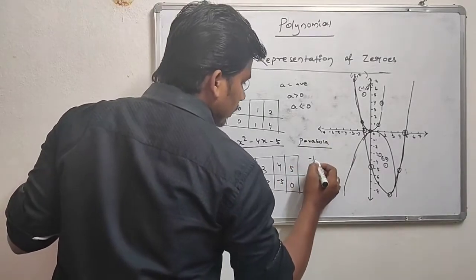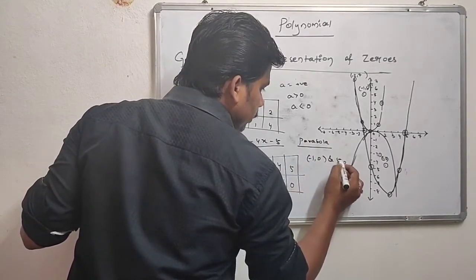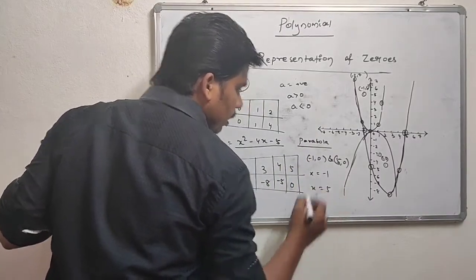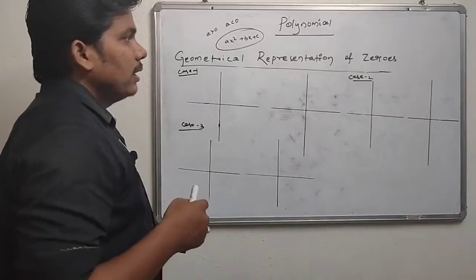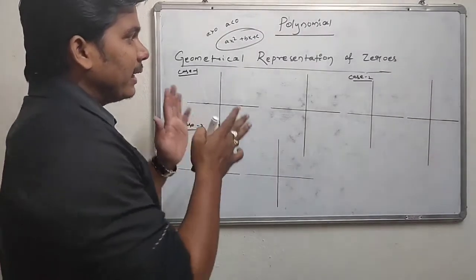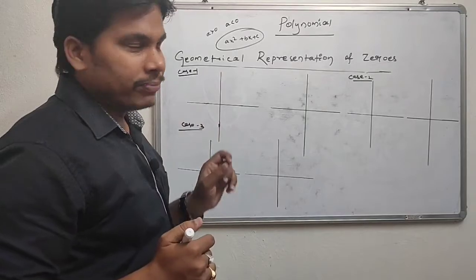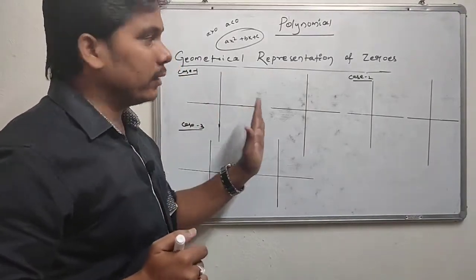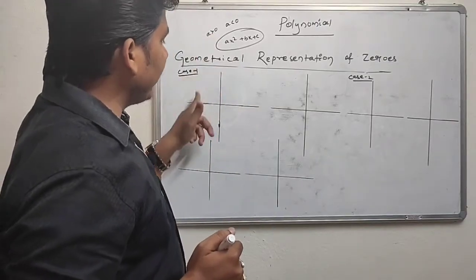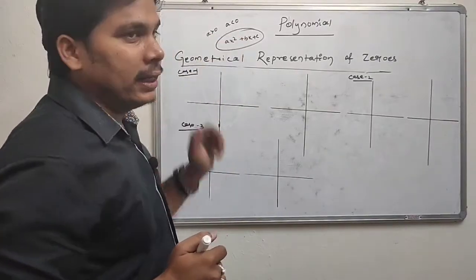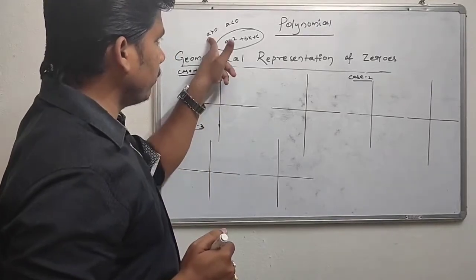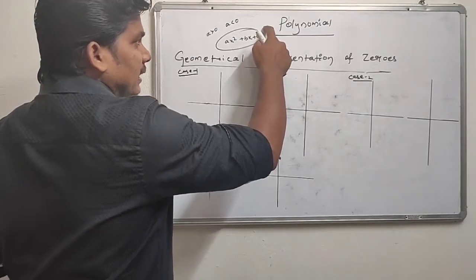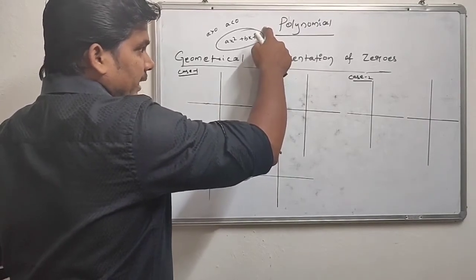Minus 1, 0 and 5, 0. Means you are getting two zeros here. One is x equal to minus 1 and another is x equal to plus 5. Now see, I will represent them for the quadratic equation. In quadratic equation, I will take three cases. For each case, two cases: for one graph a is greater than 0, for another graph a is less than 0. For everything, the polynomial is ax square plus bx plus c.